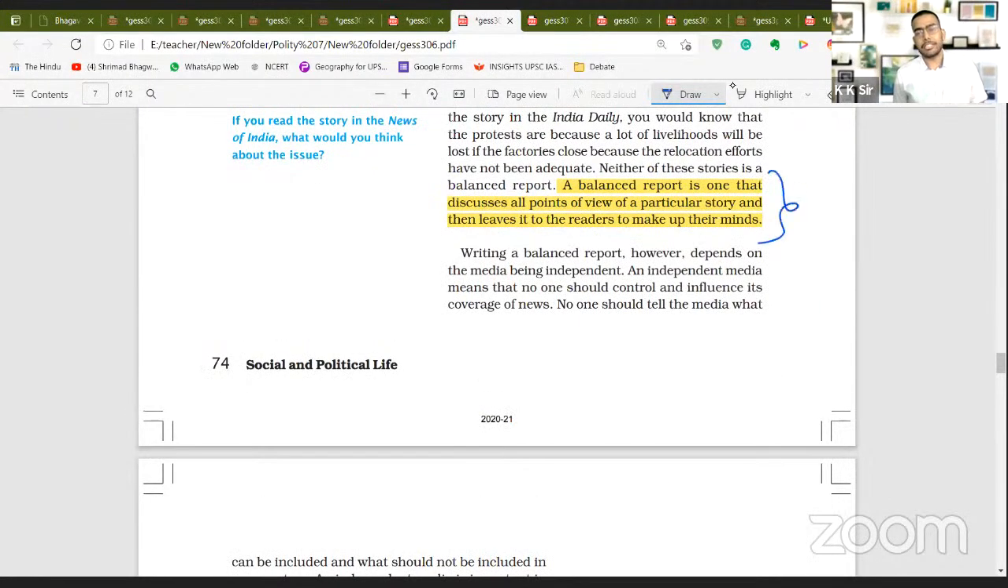So media should present a balanced report. A balanced report is one that discusses all points of view of a particular story and that leaves it to the readers to make up their minds. Now see, this line is fairly simple. Why have I highlighted this? सबको पता है balanced report, सबको fair reporting करो. But when you will go to write on the paper, if I will ask you to define balanced report, you will not be able to. So that's why this is important. Use the language that NCERT is using. Very simple language and able to convey the message.